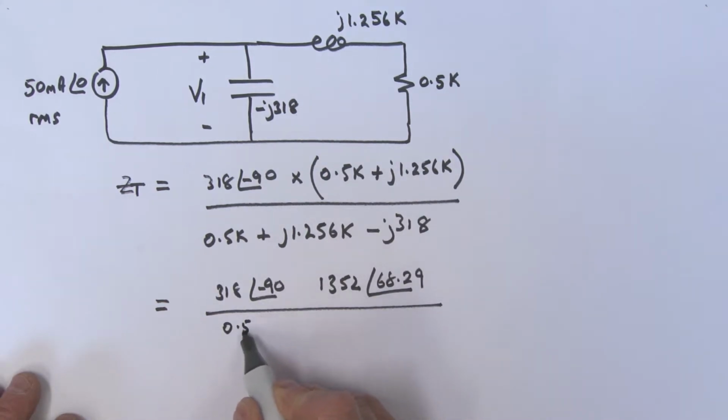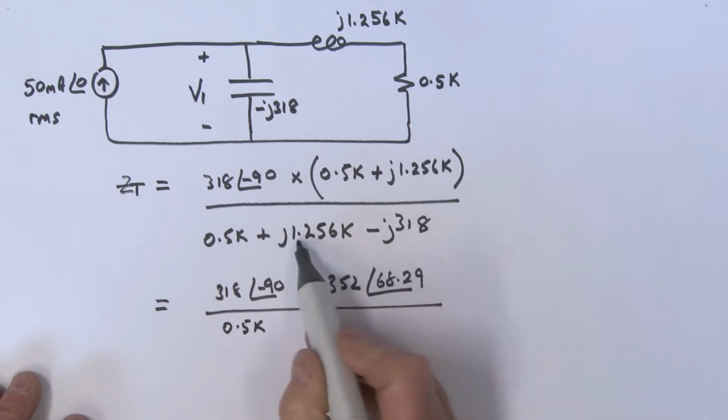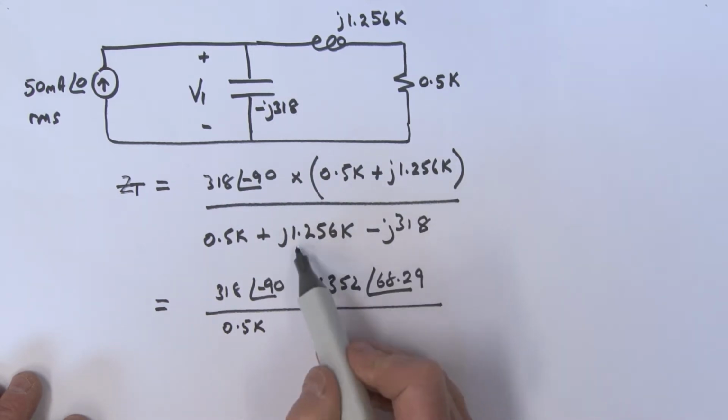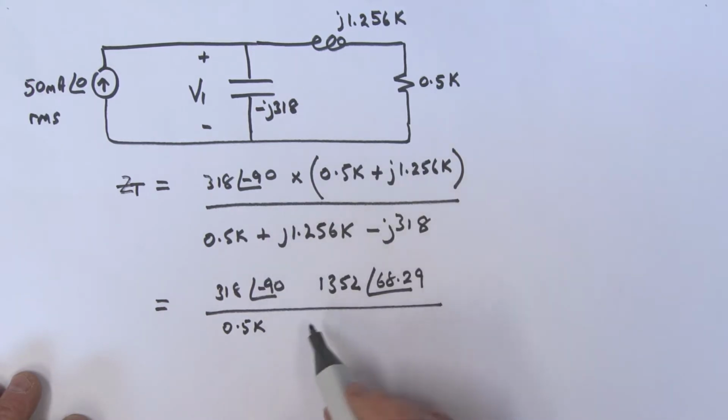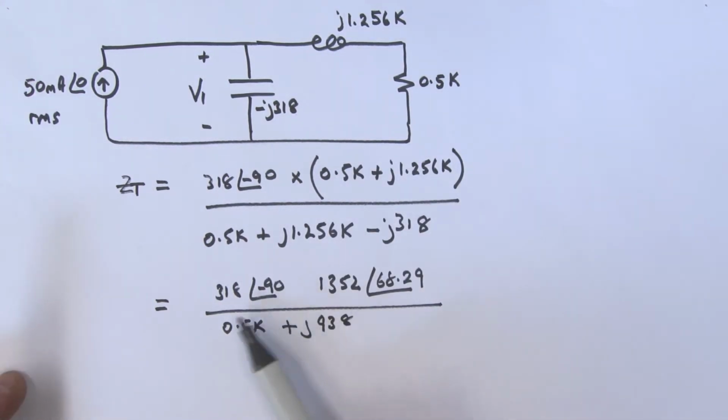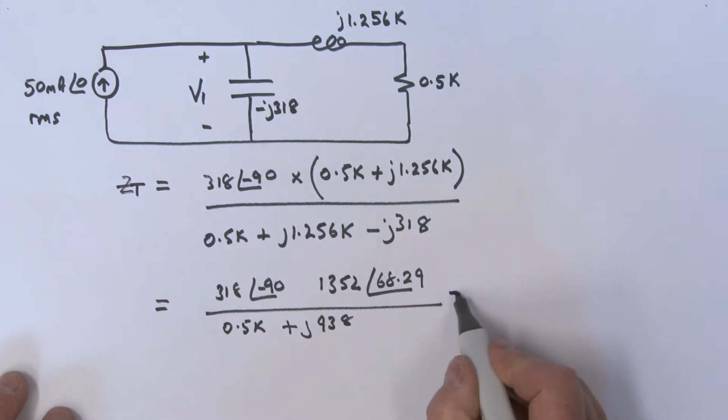That's 0.5K, isn't it? Dealing with these 2 parts here, I've got 1.256K minus 318K with a J in front. And so that's really what? A plus J 938. Now, the last step here is I need to convert this guy, what? Into, yes, polar form. So let's put an equals here.